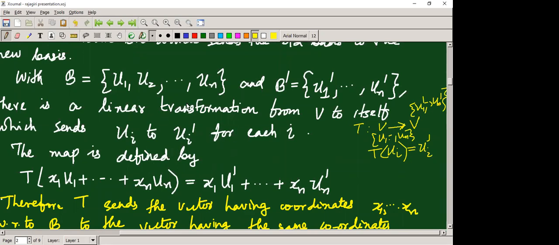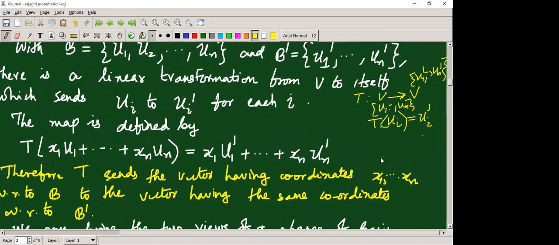So if these are two bases for the same vector space V, you consider the linear transformation which sends Ui to Ui dash for each i. If the images of elements in the basis are known, then you can find the image of any element in V. You take any element in V and, since U1, U2, ..., UN is a basis for V, write it as a linear combination x1 U1 plus ... plus xn UN. Since T is linear, T of this is x1 Tu1 plus ... plus xn TuN. And what is Tu1? Tu1 is U1 dash.